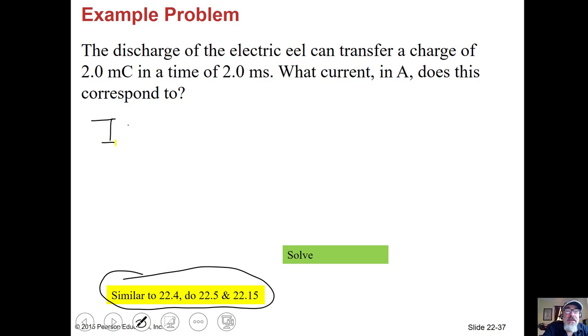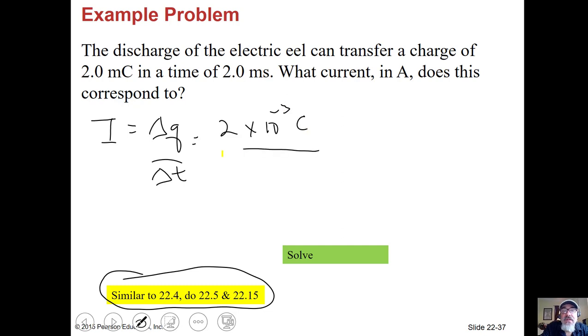Okay, so I is the amount of charge in the amount of time. Just be careful with the units. The charge is 2 times 10 to the minus 3rd coulombs, and then this is 2 times 10 to the minus 3rd seconds. So the times 10 to the minus thirds cancel out, and we get 1 coulomb per second, 1 amp.